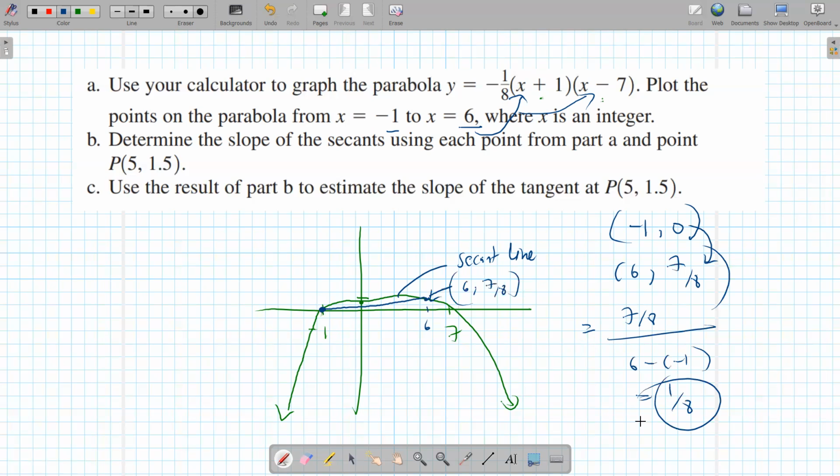Cool? We're literally just finding the slope. Secant is super easy. Secant is much easier than tangent, because it's just a linear equation, and you just find the slope. You don't even have to find the b value.